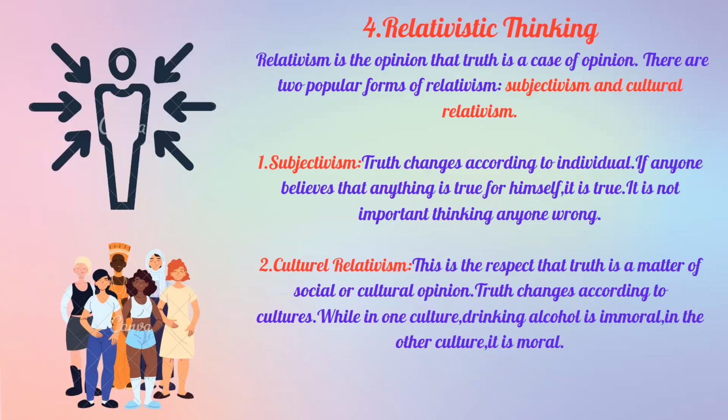The fourth barrier, relativistic thinking. Relativism is the view that truth is a matter of opinion. There are two popular forms of relativism. The first one is subjectivism, and the second one is cultural relativism. First, subjectivism. Truth changes according to the individual. Truth is peculiar to the individual. If anyone believes that something is true for himself, it's true. It's not important to think anyone is wrong or false.